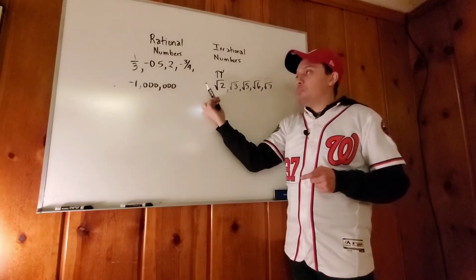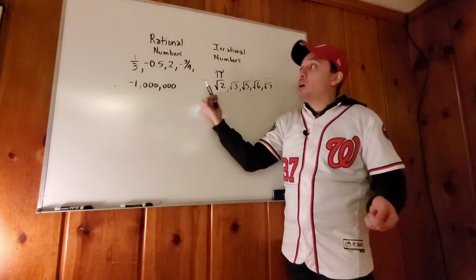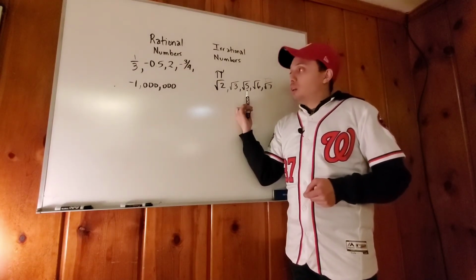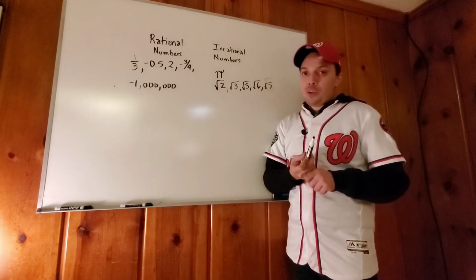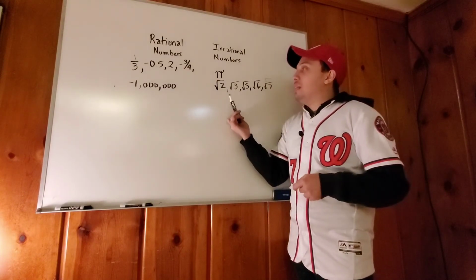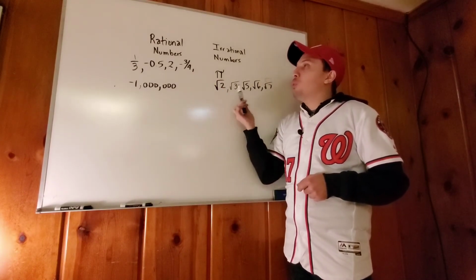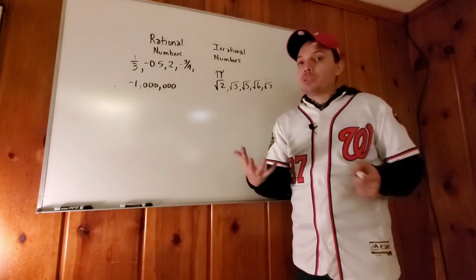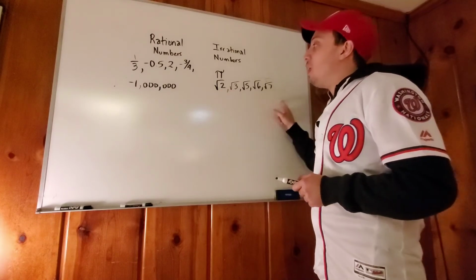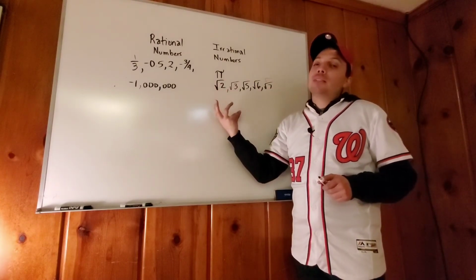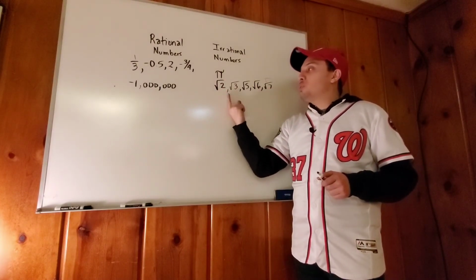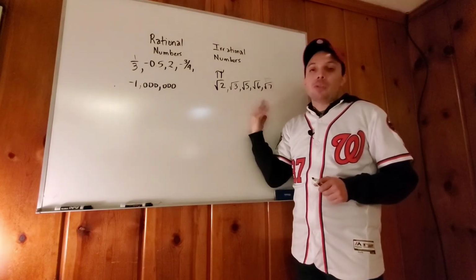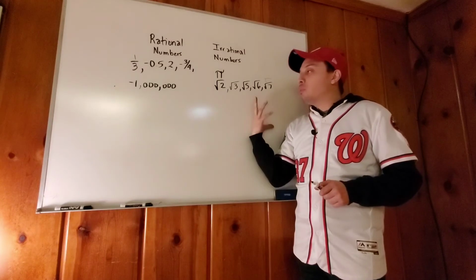Notice I do not put square root of 1 because square root of 1 is 1 and 1 is a rational number. Square root of 4 is 2 and 2 is a rational number. So anything that is not a rational number would be an irrational number. Pi is the big example that we use for circles. And now that we're talking about estimating square roots, we're going to do those square roots that we don't know. For example, square root of 200 is an irrational number. Square root of 40 is an irrational number.